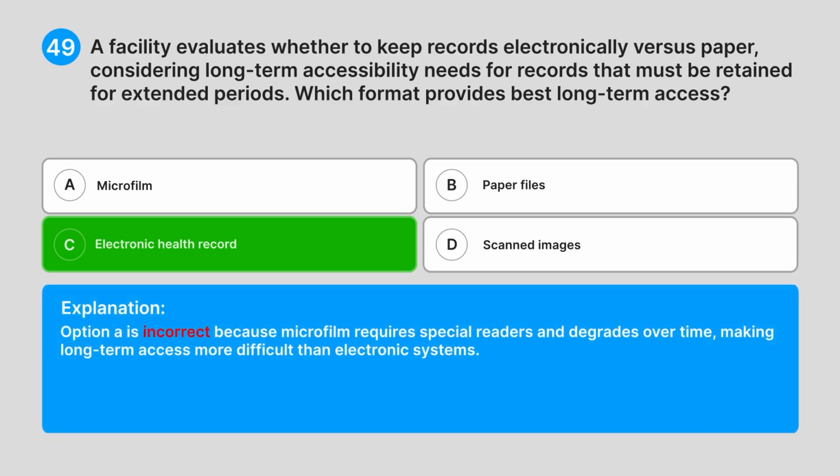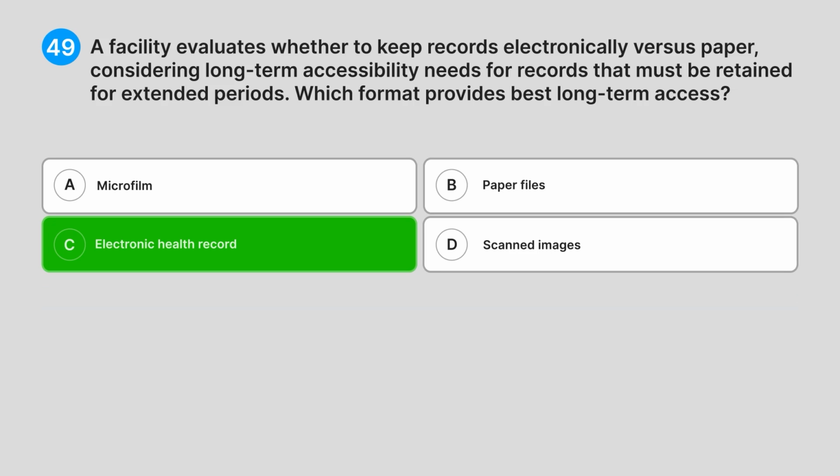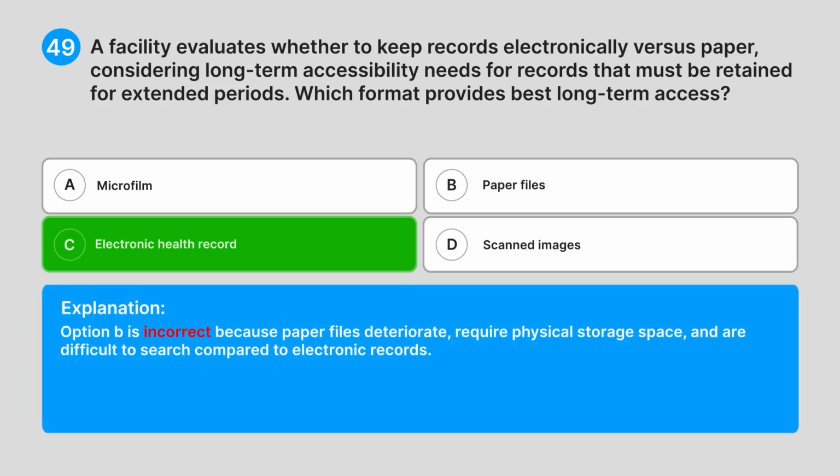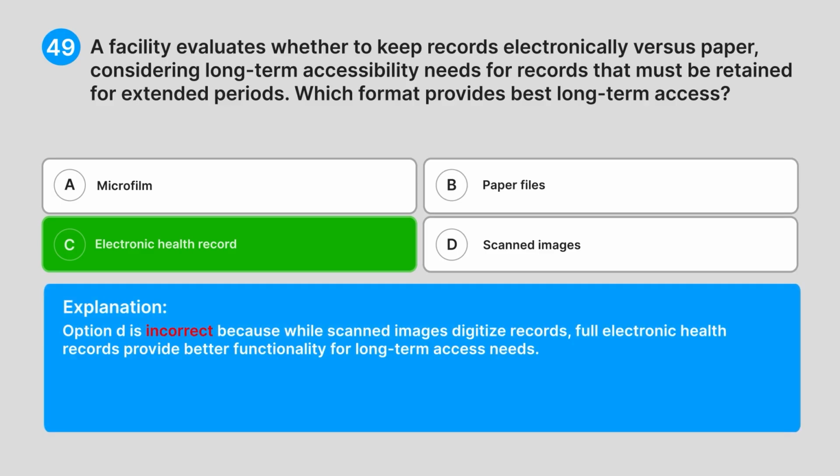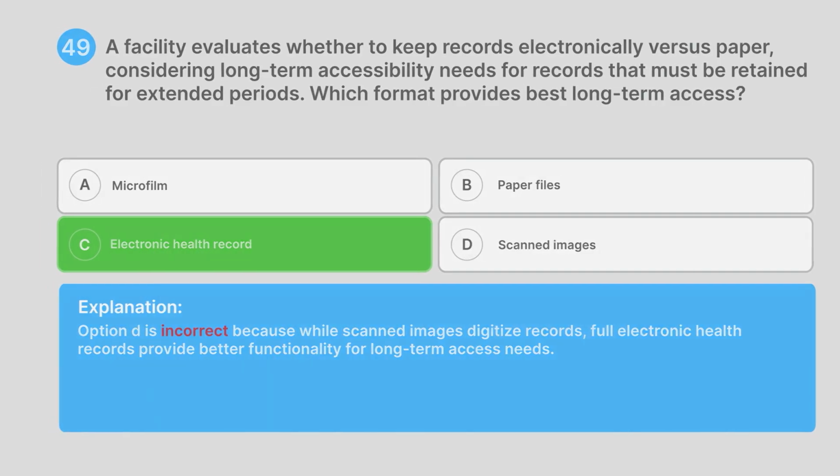Option A is incorrect because microfilm requires special readers and degrades over time, making long-term access more difficult than electronic systems. Option B is incorrect because paper files deteriorate, require physical storage space, and are difficult to search compared to electronic records. Option D is incorrect because while scanned images digitize records, full electronic health records provide better functionality for long-term access needs. Long-term data storage decisions must balance accessibility needs with practical considerations for extended retention periods.